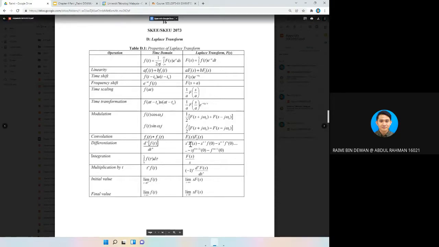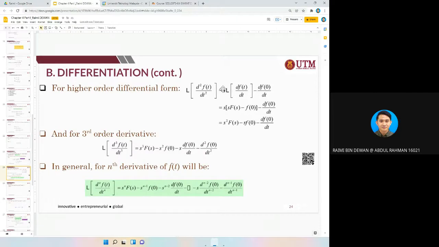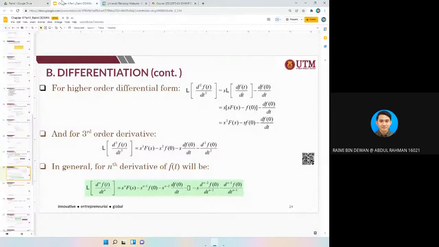This is the Laplace transform F(s), and this one is f in the time domain at t equals 0. So for the second derivative, it is s squared F(s) minus s f(0) minus df(0)/dt, and at the end you will have this. You can refer to the table, no need to prove this unless they ask you to do that. Next, for the third order derivative, it is the same as well.